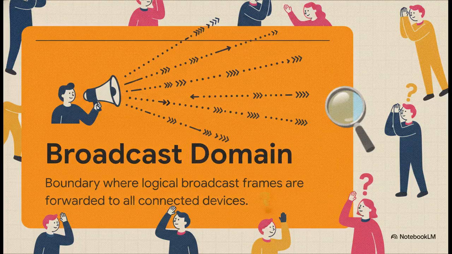If a collision domain is a physical car crash, a broadcast domain is like a logical shout across a crowded room. It defines the boundary of a network where logical broadcast frames are forwarded. A broadcast frame is just a message sent to a specific, all-encompassing MAC address.